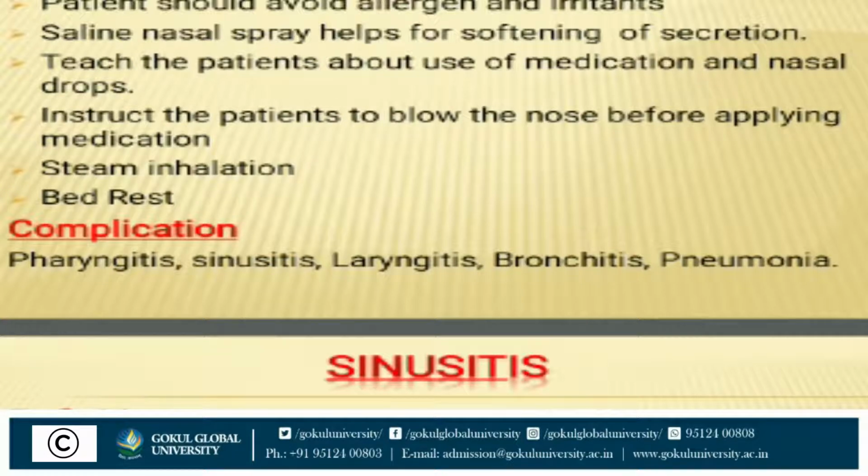Management, and bed rest. Then complications: pharyngitis, sinusitis, laryngitis, bronchitis, and pneumonia. Pharyngitis means inflammation of the pharynx. Sinusitis, inflammation of the sinus. Laryngitis means inflammation of the larynx. Bronchitis means inflammation of the bronchus. And pneumonia is one type of disease condition we produce in the respiratory system due to this type of causes. So these are the complications related with rhinitis.